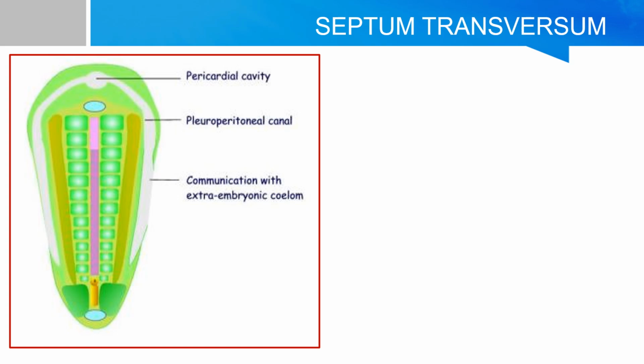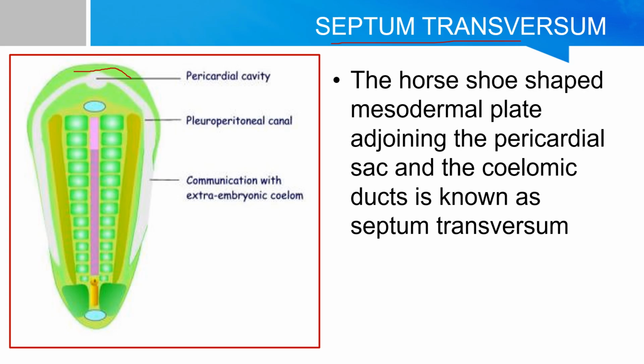So as I was telling, this is the undivided part. That part is called the septum transversum. It may be a short note for you. What is this? This is the horseshoe shaped mesodermal plate adjoining the pericardial sac and the coelomic ducts. That is the definition of the septum transversum. We will see in the coming embryology classes what the derivatives of the septum transversum are also. But in this class, first you should understand what the septum transversum is.